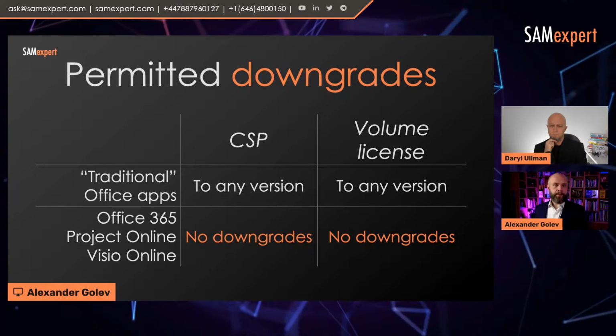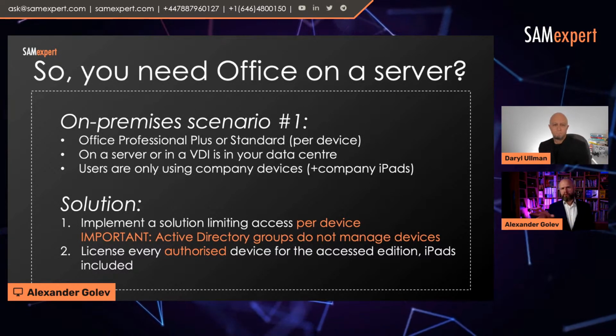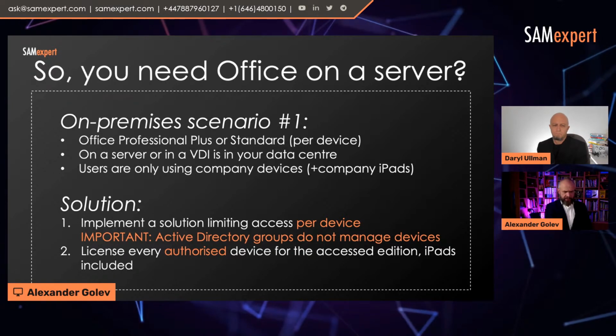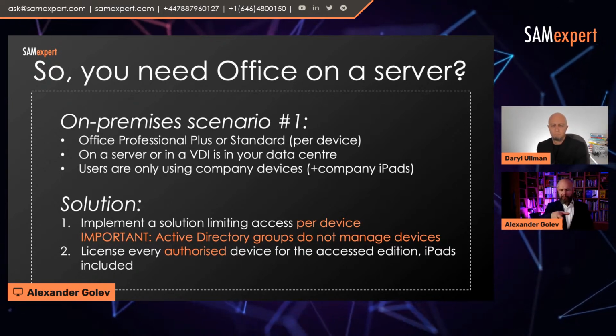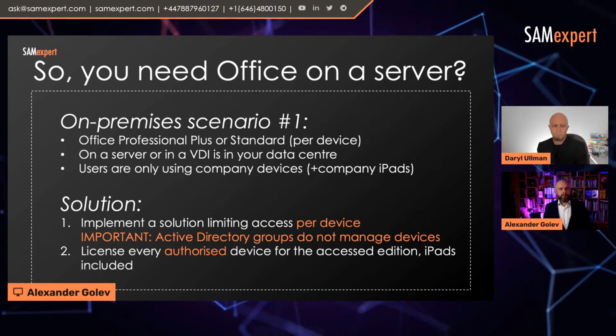Simple. A few scenarios. So you need Office on the server. I'm going to talk about desktops. Desktops, you just install Office and you assign a license. If it's a per device license, assign it to a device. If it's a per user license, assign it to a user. So we're not talking about that one. Let's talk about complicated stuff.